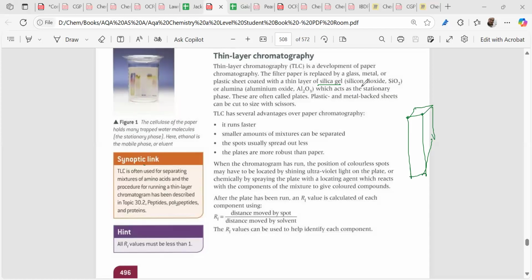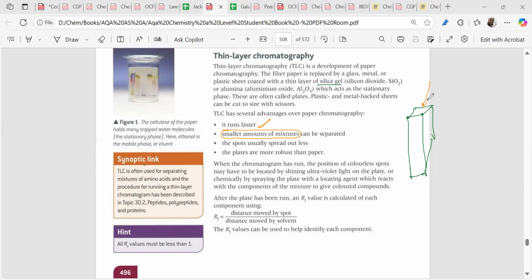Now, after this, when we see this TLC, what are the advantages of the TLC? The main advantage of the TLC is that it runs faster, much faster. And most important, smaller amounts of the mixture can be easily separated out. The spots are usually spread out less. And the plates which you're taking are much stronger and much more rigid than the filter paper we are using. The filter paper will be absorbing the particular solvents, and there's a chance of breakage also, right?